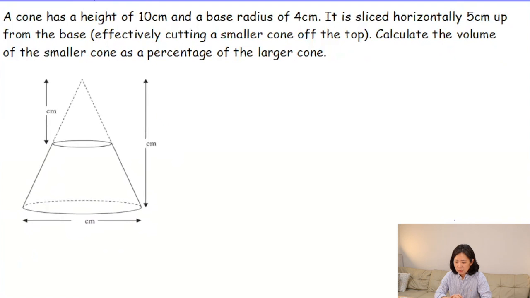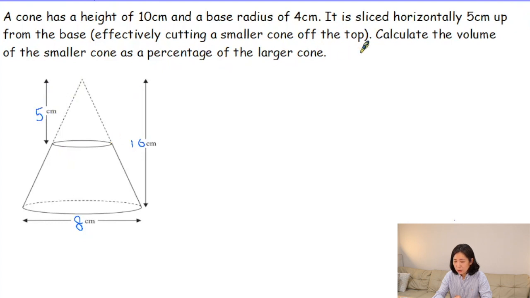Here I've got my drawing, where the top part is missing. Then read through the question. We notice the height will be 10. The diameter will be, since the radius is 4, the diameter is 8. Then it's sliced 5 centimeters from the top. So that's why I'm going to put the 5 on top.